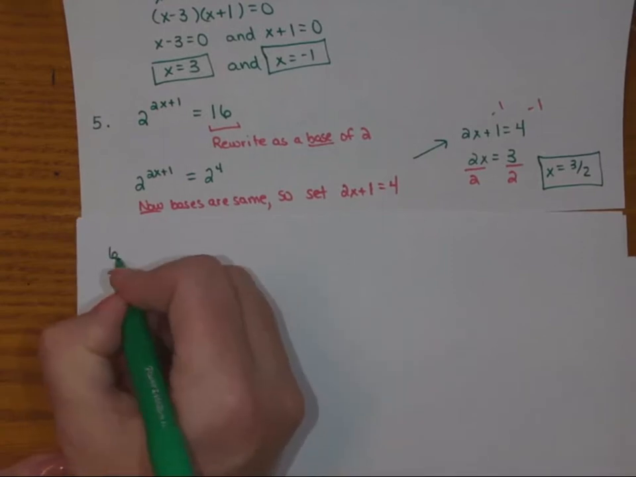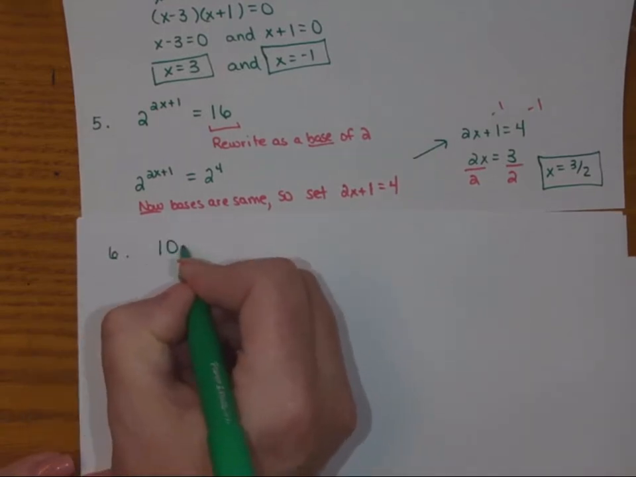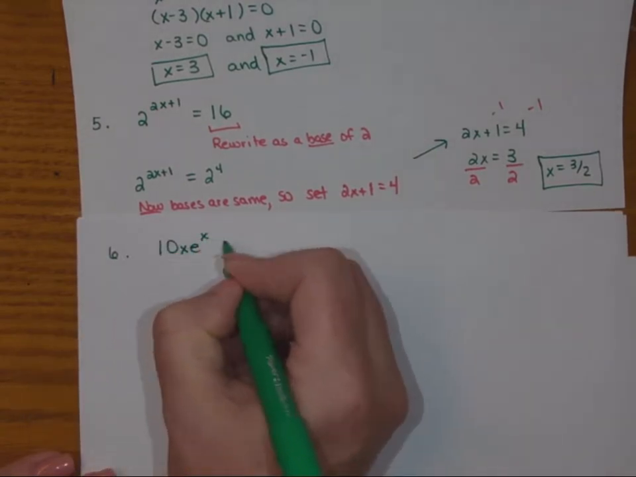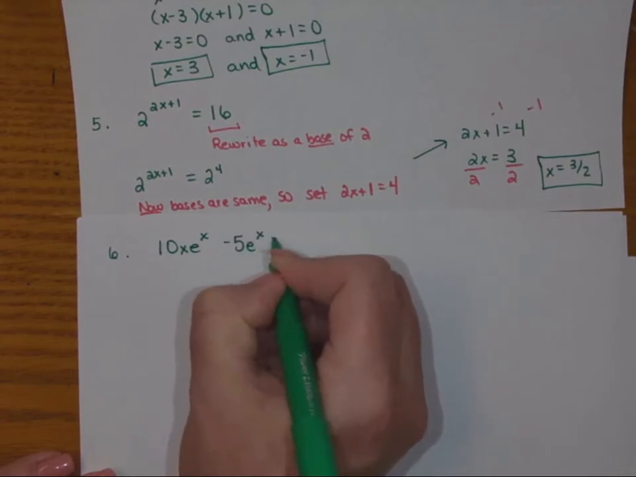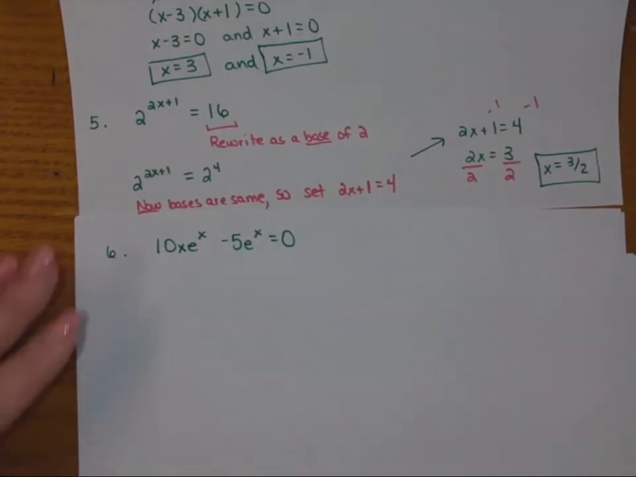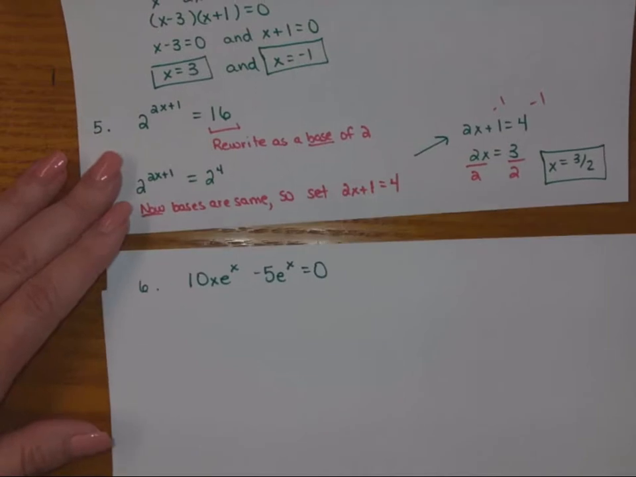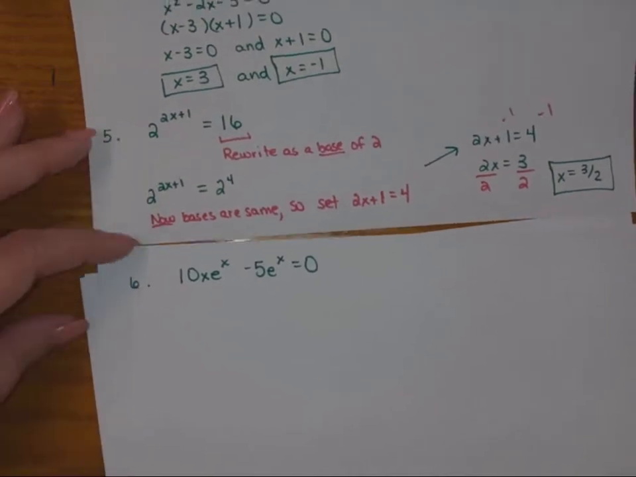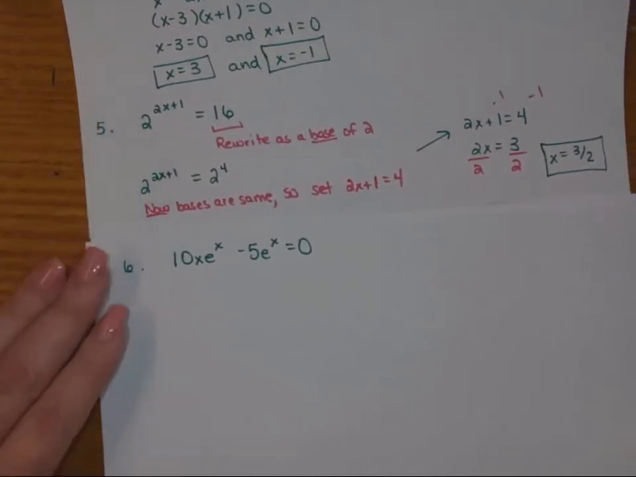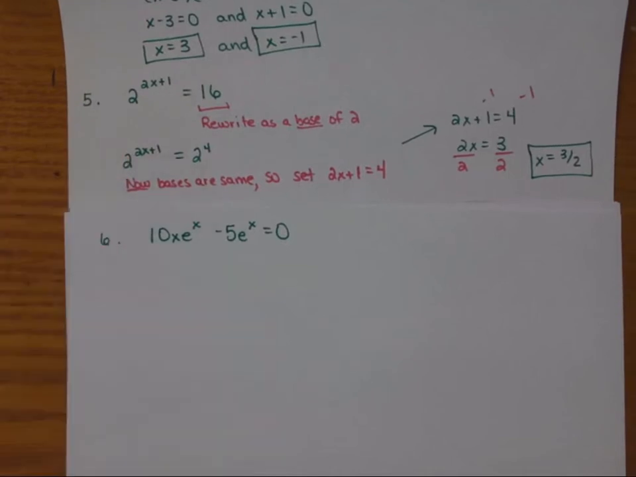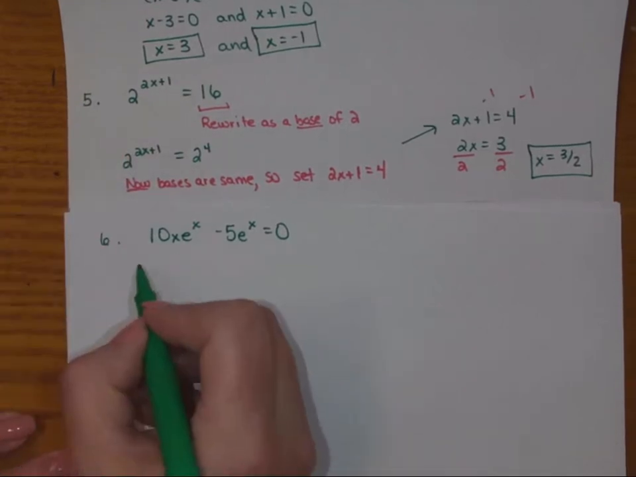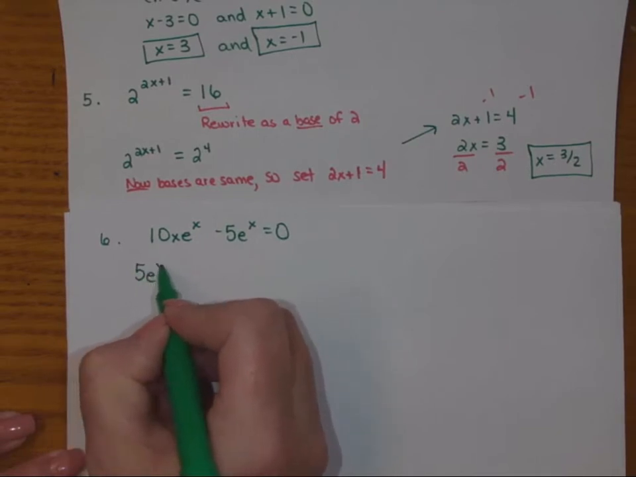All right, number 6. So 10x e to the x minus 5 e to the x equals 0. Now I know this looks messy, but our goal, anytime we have an equation equal to 0, no matter how ugly it is, is to try to see if we can factor it. In other words, try to see if we have any common terms we could take out. So notice they both have a 5 in them, and they both have that e term.